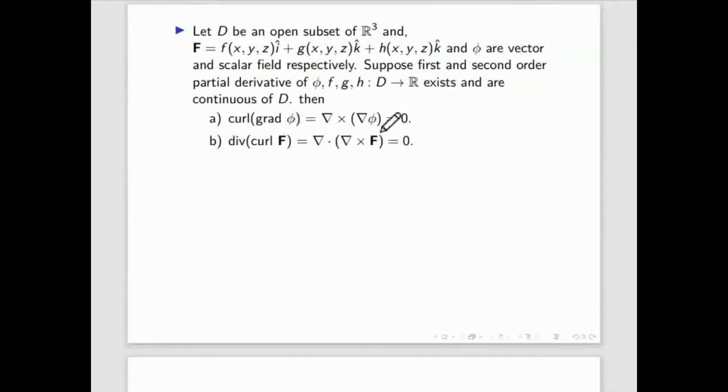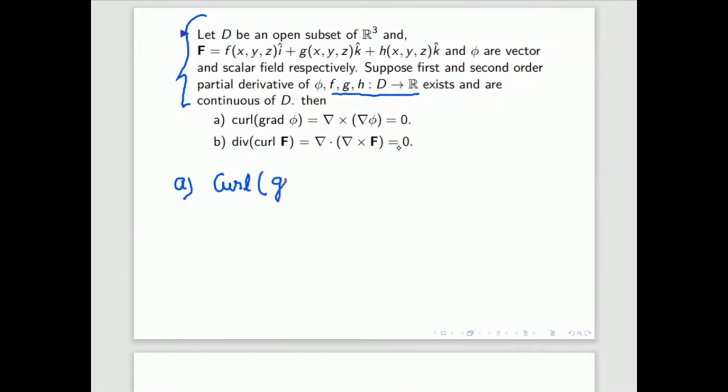Curl of gradient phi will come 0 and divergence of curl f is also 0. So I will prove both. Here it is given that f is a vector field, phi is a given scalar field, and the partial derivatives of phi, f, g, h exist and are continuous. So under this condition, I will do the first part A. It is given curl of gradient phi.